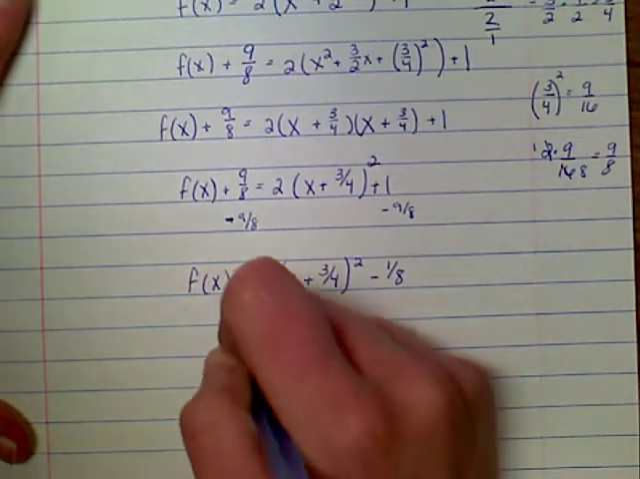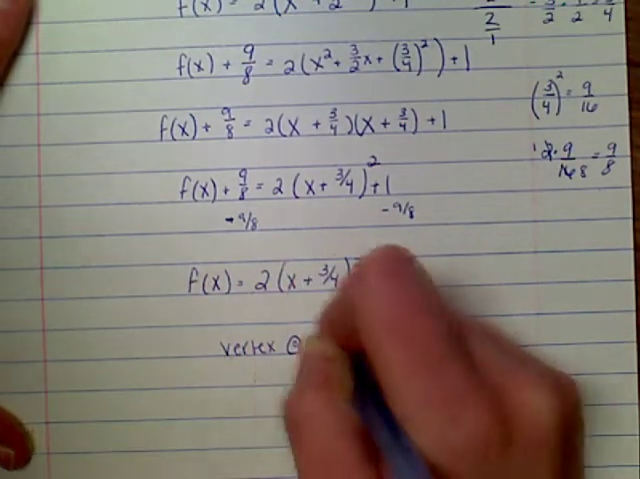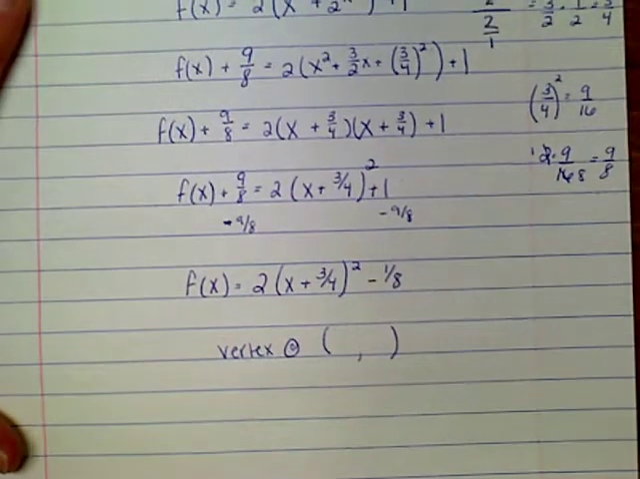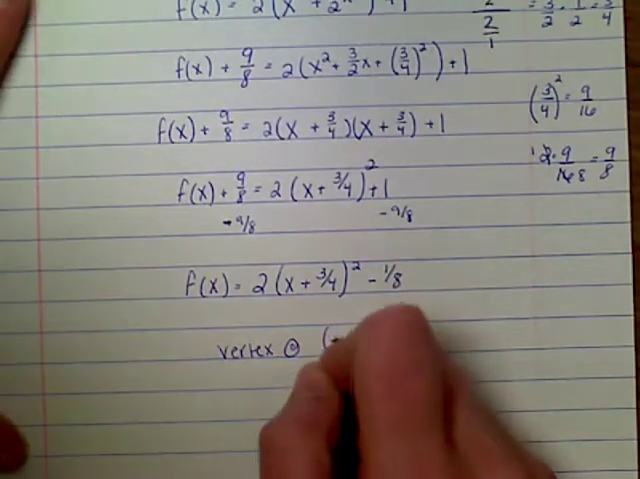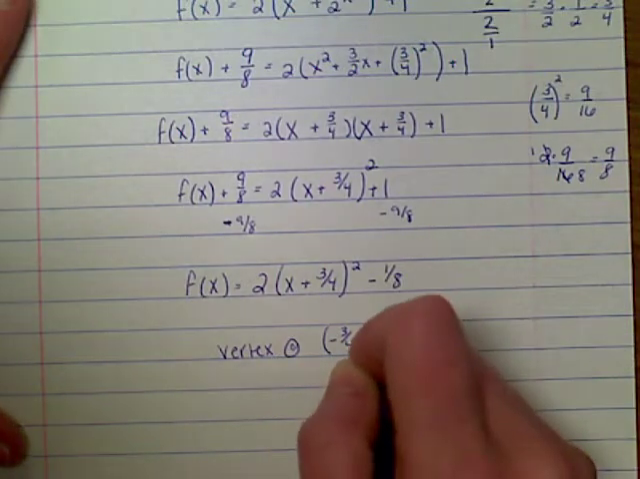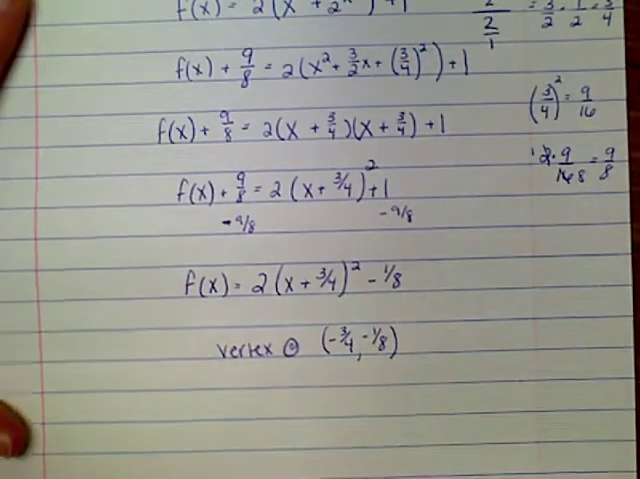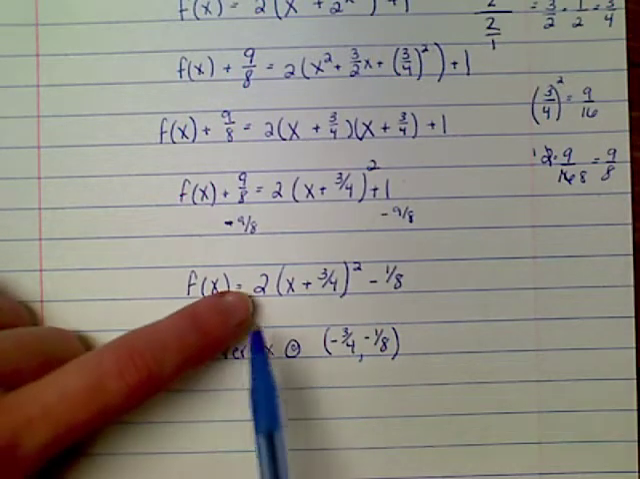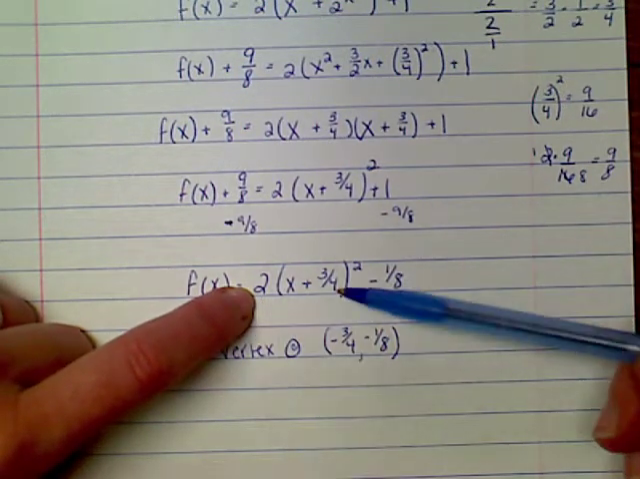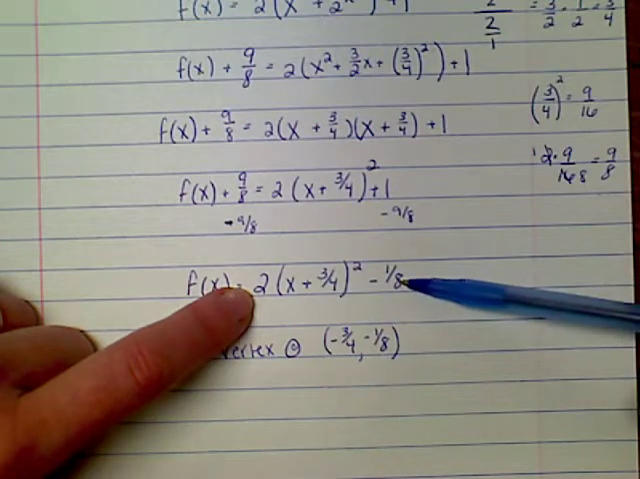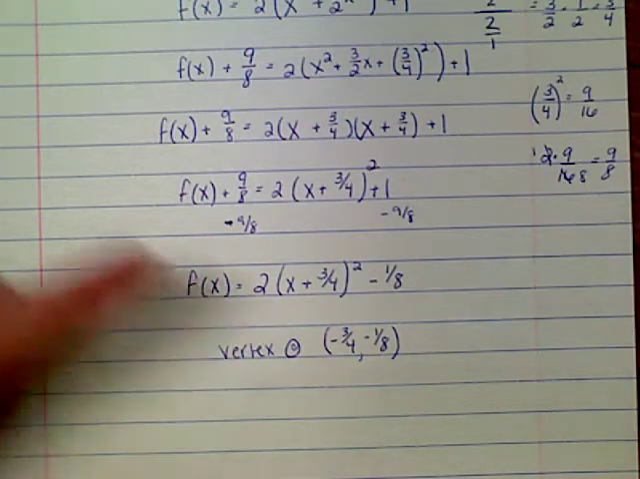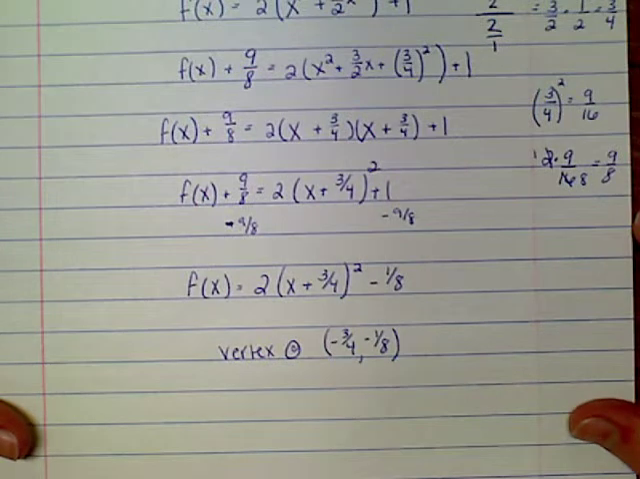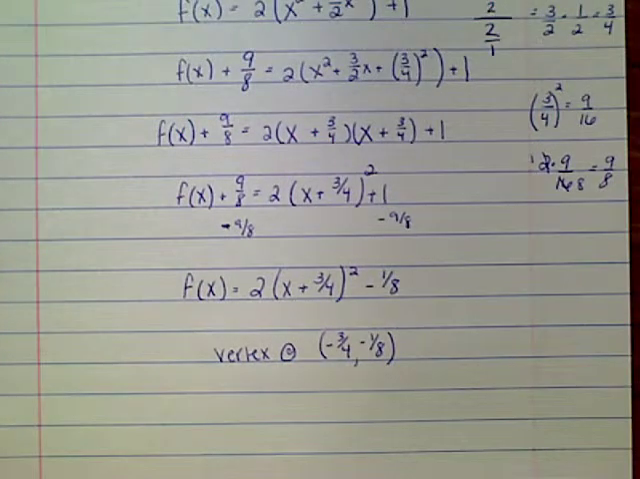And remember that it's called vertex form because it's super easy and convenient to see the vertex. The vertex would be at negative 3 over 4, comma, negative 1 over 8. We can also see that this has a couple transformations: a vertical stretch, a horizontal translation, and a vertical translation. So that's another thing that's convenient about vertex form. Alright, hopefully that was able to explain how you need to go about rewriting something into vertex form.